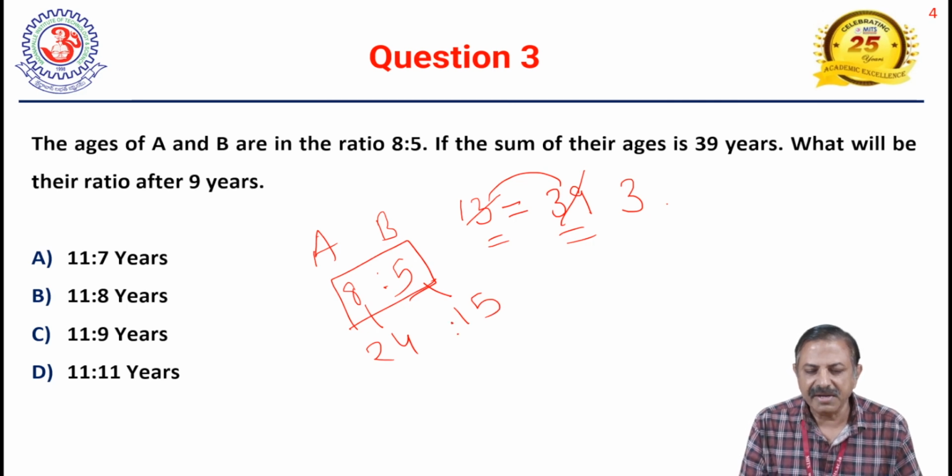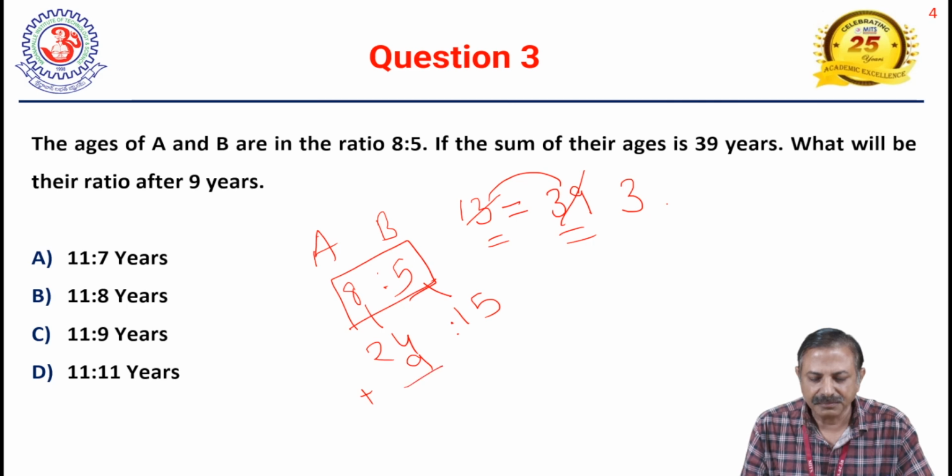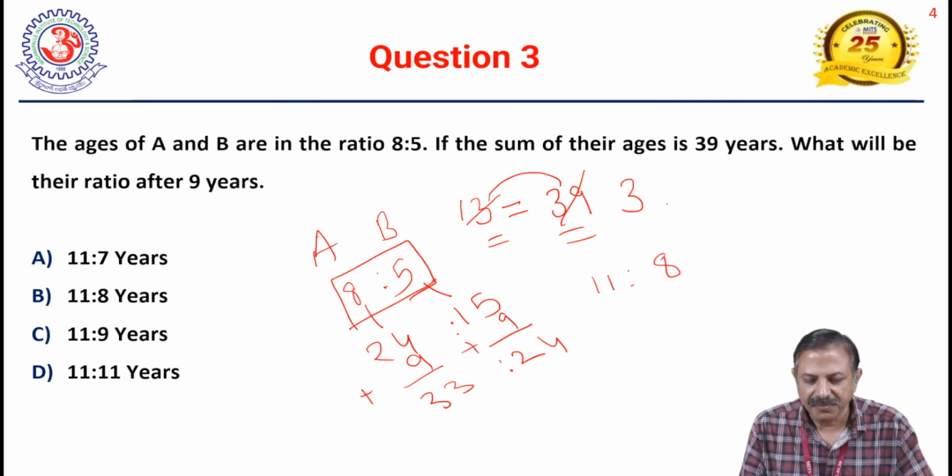But he is asking what is the ratio after 9 years. So if I add 9, it will be 33. If I add 9, it will be 24. That is 3 11s are 33, 3 8s are 24. 11 is to 8. Directly we can tell the second option.